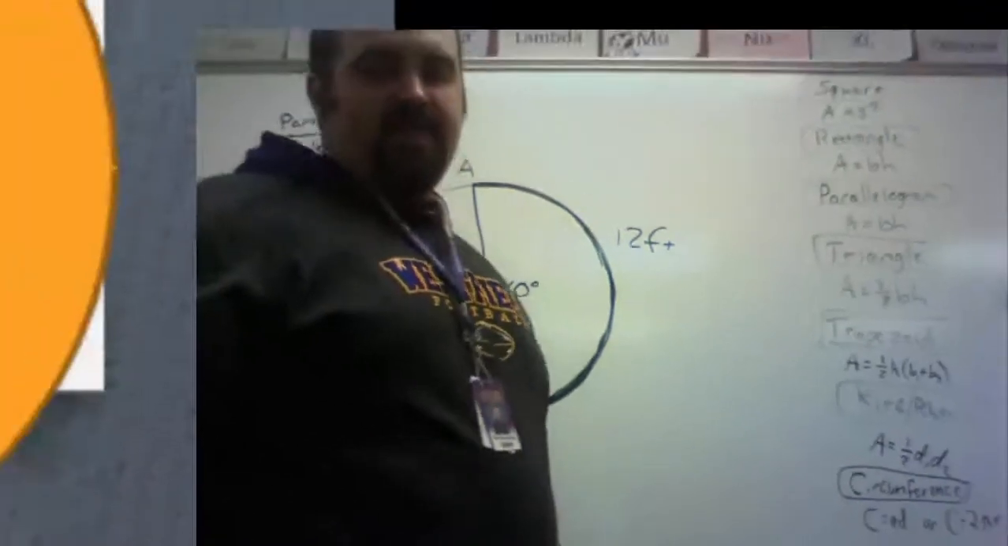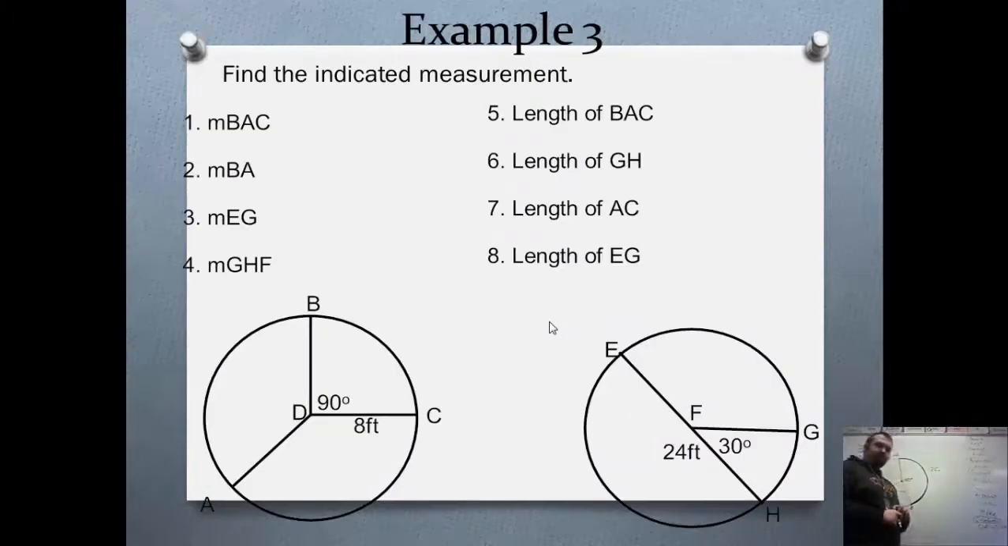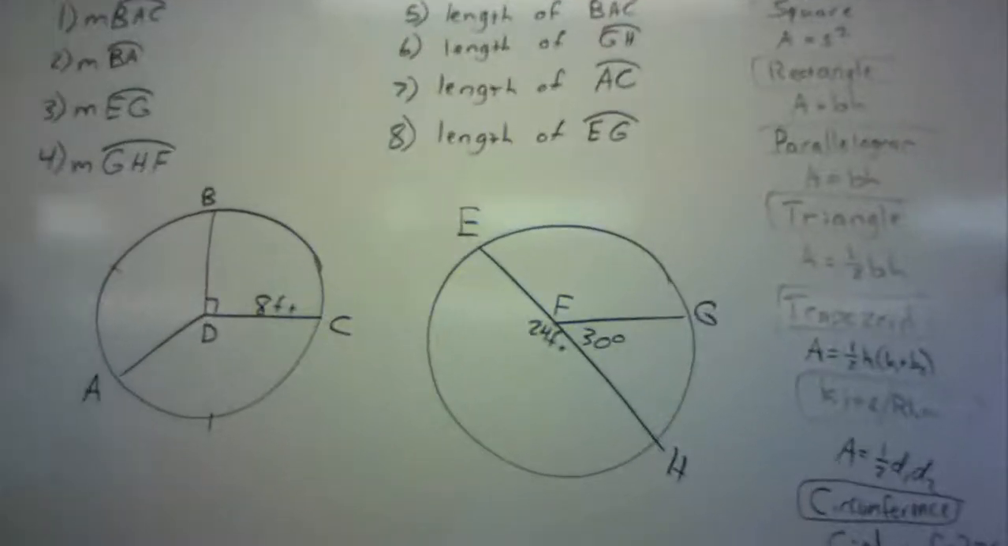So let's try using this a few times. Find the indicated measurement. So I have 2 circles here, and I have a whole bunch of different pieces of information in it. I say, for instance, 90 degrees, 8 feet, and so on and so forth. And they want you to find the measure of everything here. Alright, I realized I forgot to mark something on my circles here. But this arc and this arc are congruent. Arc BA and arc AC are congruent arcs.